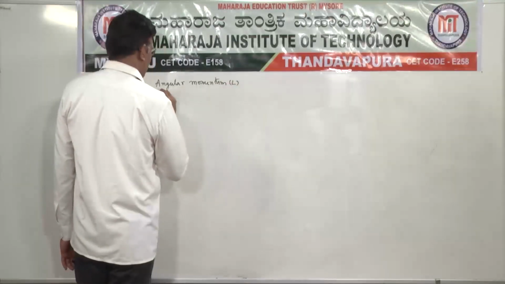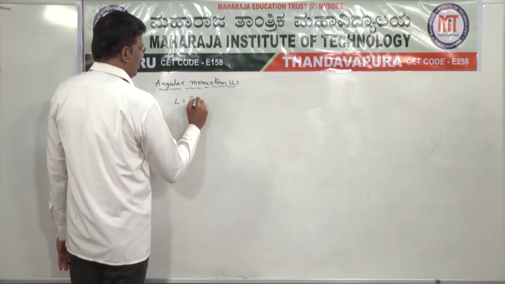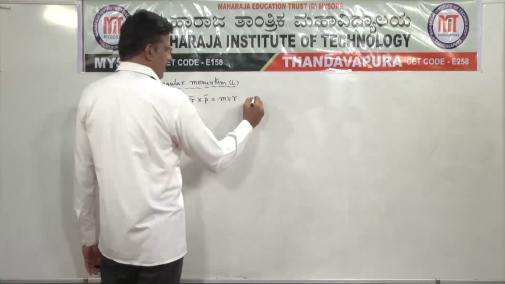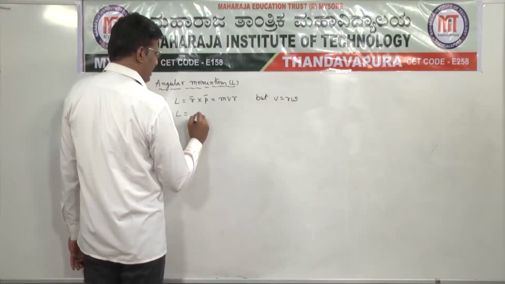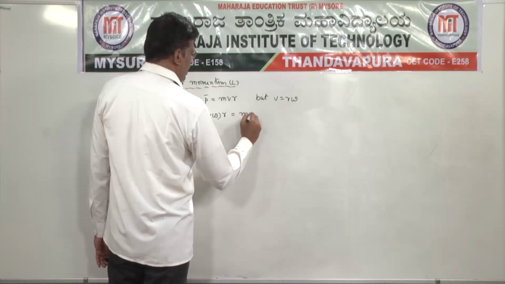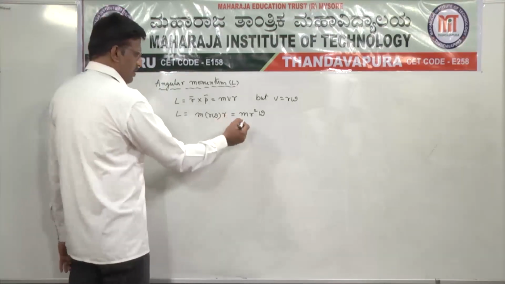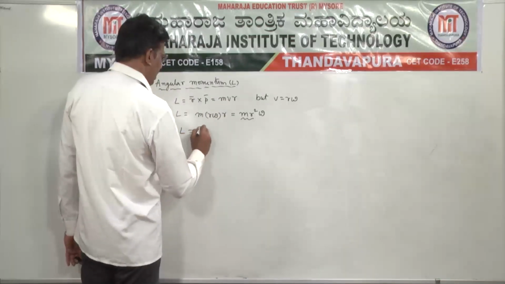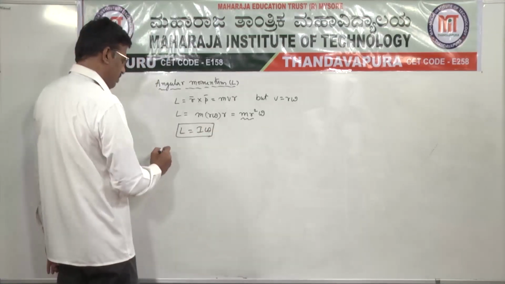Angular momentum L and torque. Angular momentum is defined as the moment of linear momentum, which can be written as MVR. But we know that V is equal to R omega. Therefore L is equal to M into R omega into R, that is MR² omega. And MR² is known as the moment of inertia. So L can also be written as L is equal to I omega.